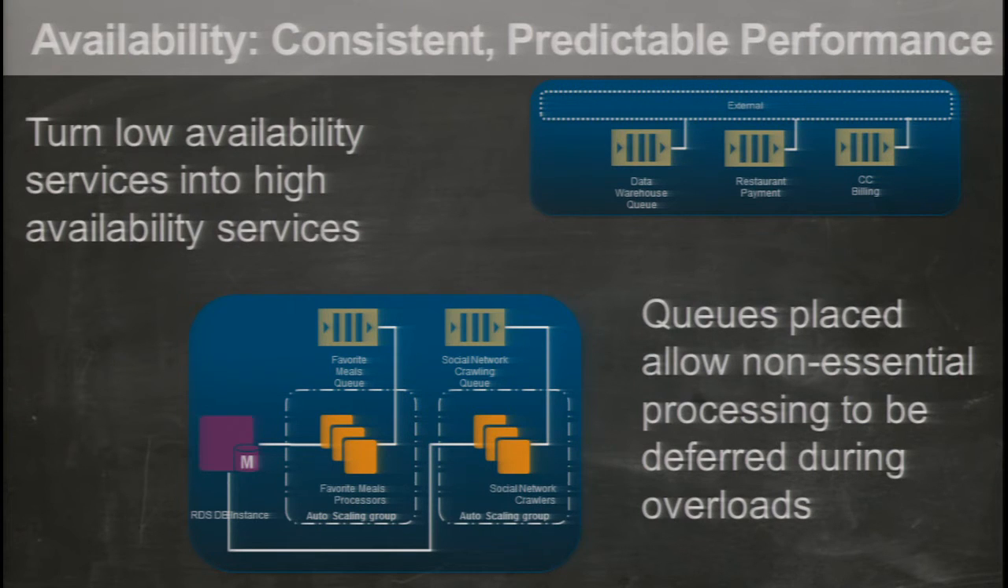We spoke a little bit earlier about saving favorite meals. Think about crawling that user's social network. It may add value, but the user is going to be frustrated if you hold up their order because, say, Facebook was delayed. So you can then hold the social network crawling instructions until a time when Facebook is available or until a time when your compute resources are less expensive.